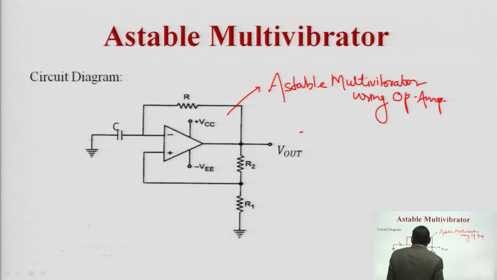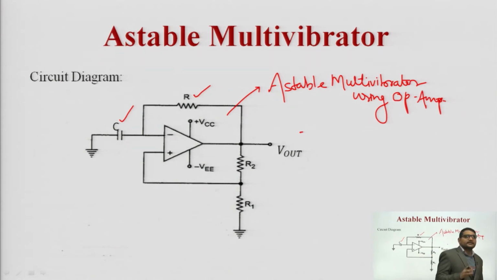Here R and C basically decide the charging and discharging path with the time constant of RC for a capacitor C, and R2 and R1 give the feedback ratio. Later we define what the feedback ratio is. It is basically R1 upon R1 plus R2.